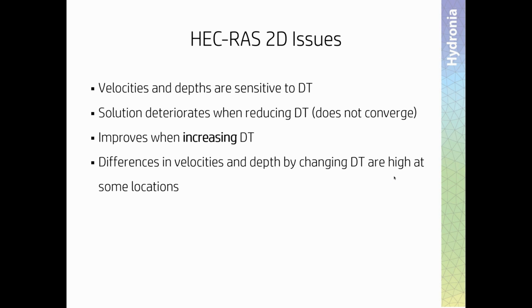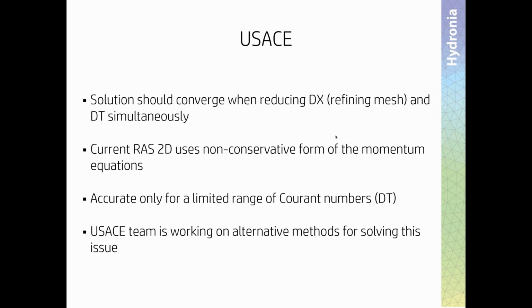It actually improves when you increase the time step, and the differences in velocities and depth when changing the time step are very high at some locations. Now, we consulted this with the Corps of Engineers, and they are working on a solution for that, which is not made available yet. But what they indicated is that the solution should converge when you reduce the time step and the mesh simultaneously. Now, we couldn't do that for that particular test because the actual UK test requires a specific mesh. And most models do not show this. The models that have been tested against test 7, like 2Flow or Mike, do not show this sensitivity to the time step either, in the same way that RiverFlow2D does not.